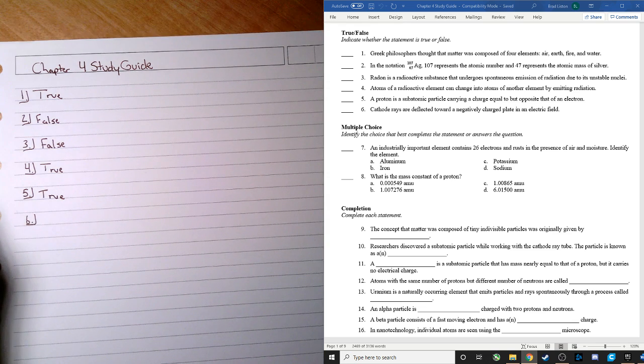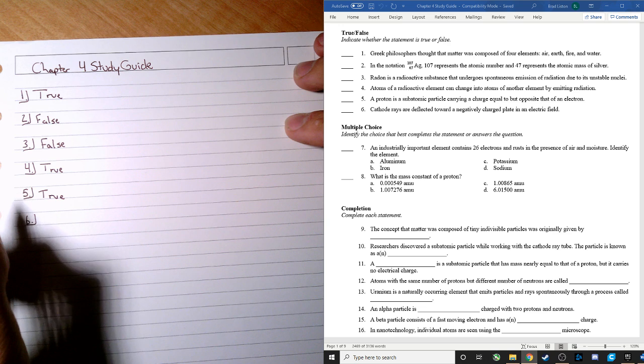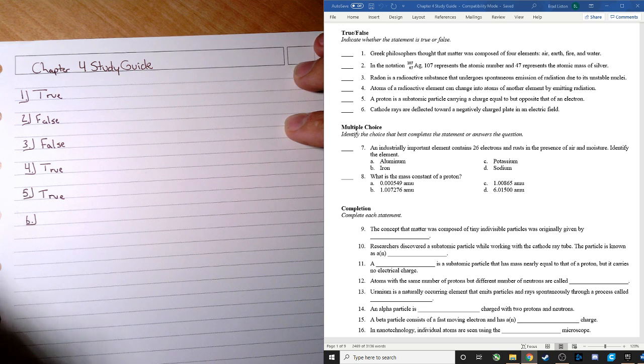Then it says number 6, cathode rays are deflected towards a negatively charged plate in an electric field. That is false. Cathode rays are negatively charged particles that emerge from a discharged tube.